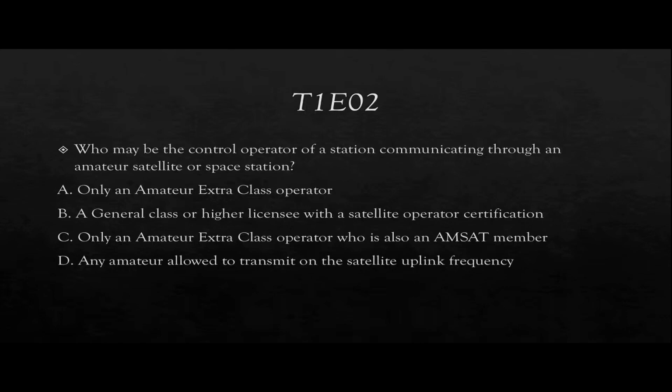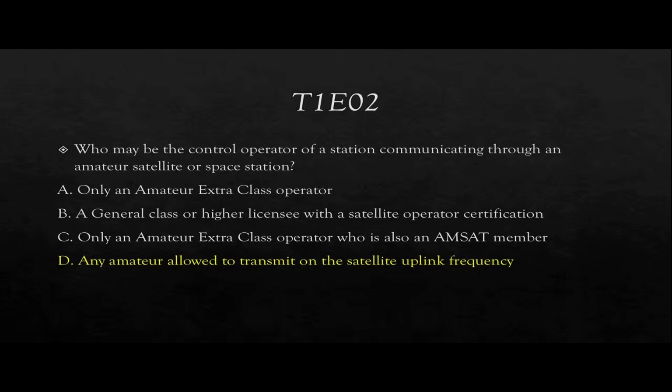It's all about those frequencies and the band allocations for your technician class. What privileges do you have? So, A, amateur extra, they don't have special access to satellites. B, a general class, same thing. They don't have special access. There's no special satellite operator certificate you have to get. C, only an amateur extra class operator who also is an AMSAT member. This is not true as well. The key thing is D, any amateur allowed to transmit on the satellite uplink frequency.